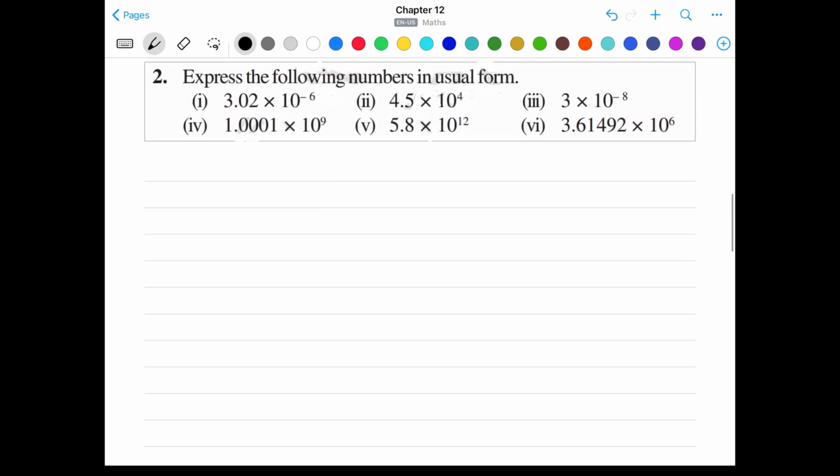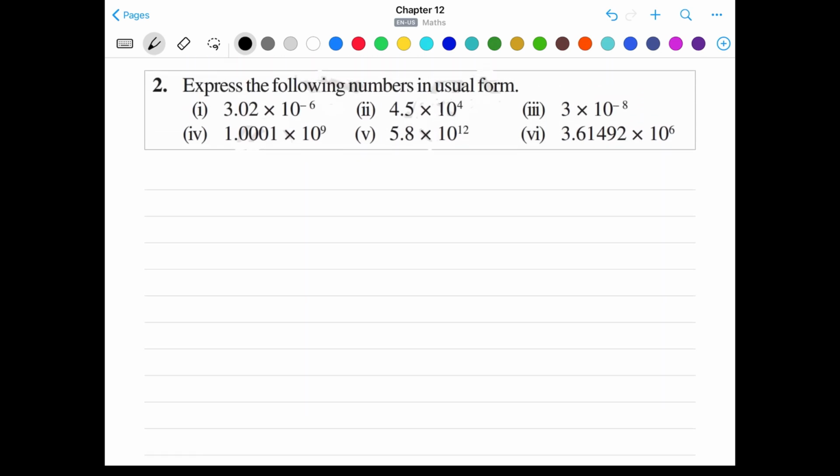Now moving to the next one. Here again we are given certain numbers. We have to now convert these into the usual form. So let's start answer number 2. Part 1, we have 3.02 times 10 raised to power minus 6.